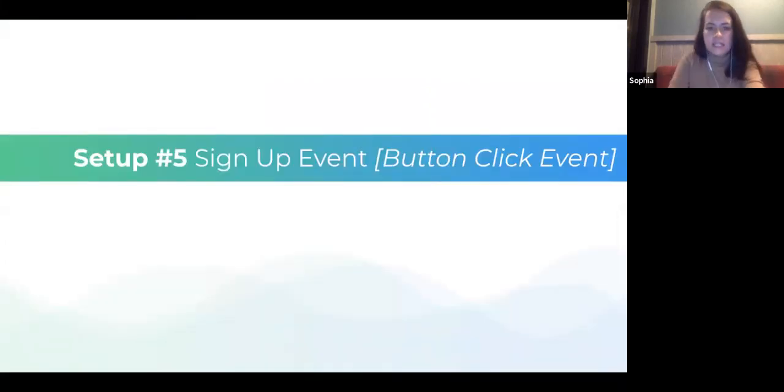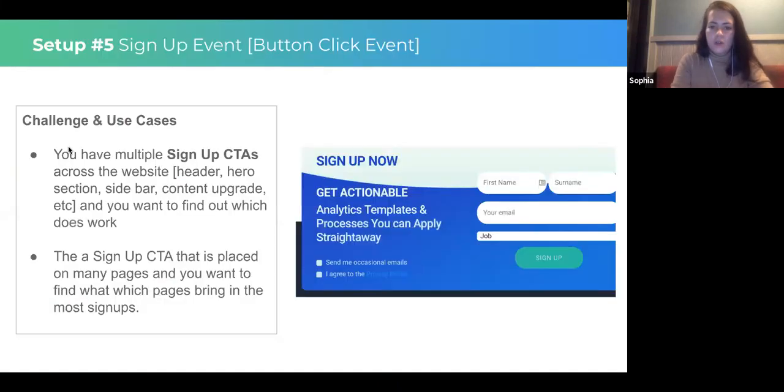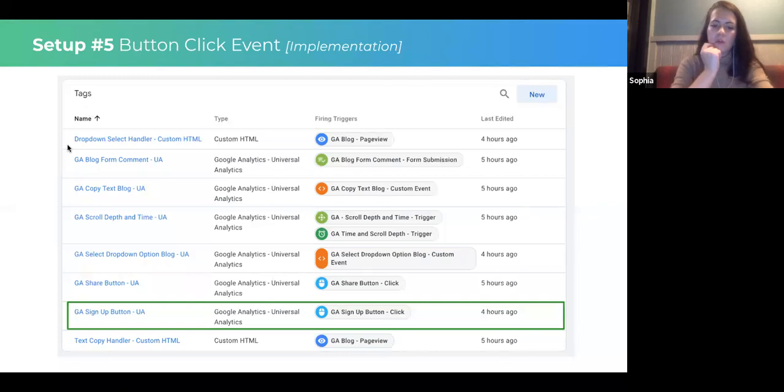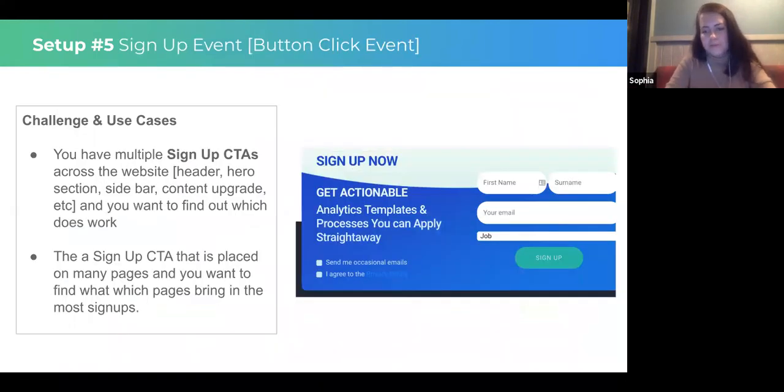And last but not least, we have a sign up event. This is a traditional button click event. If you look at this one, you can take the tag and adapt it for more types of button clicks. It's not available only for this sign up button. So this is the kind of implementation you do regardless of the button you want to track. So let's say that you have multiple sign up buttons, sign up CTAs across the website, in the header, hero section, sidebar, content upgrade, and so on.